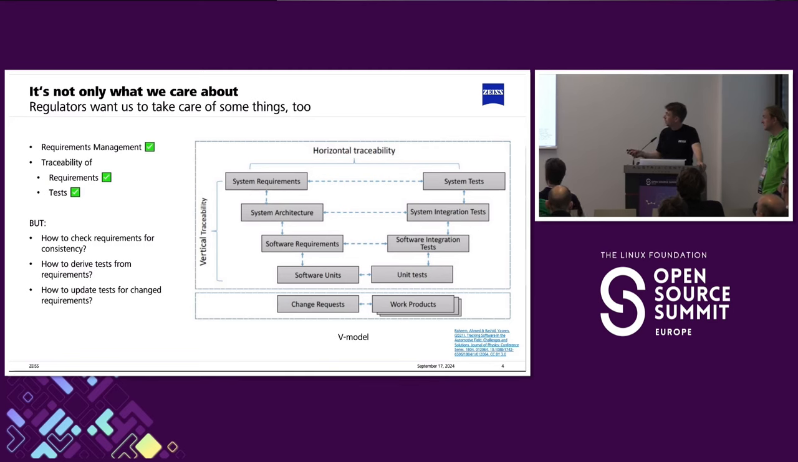So we have several levels of requirements that are then linked with a satisfy link. That's the traceability, for example, from a system requirement that is then satisfied by a more detailed software requirement. We also have to verify each requirement with a test that makes sure that the requirement is fulfilled, linked with a verifies trace. So this is what the regulators give us as homework.